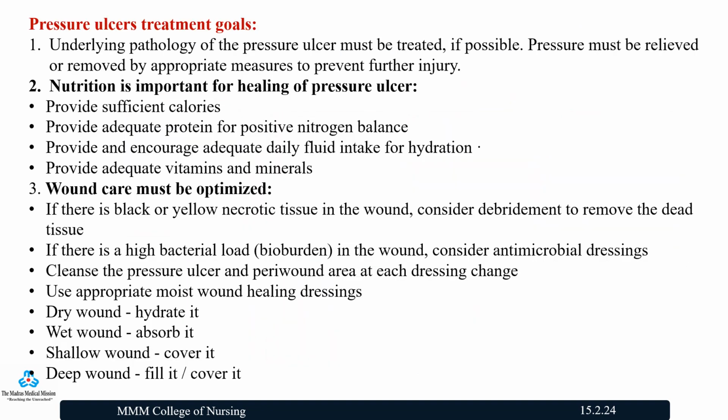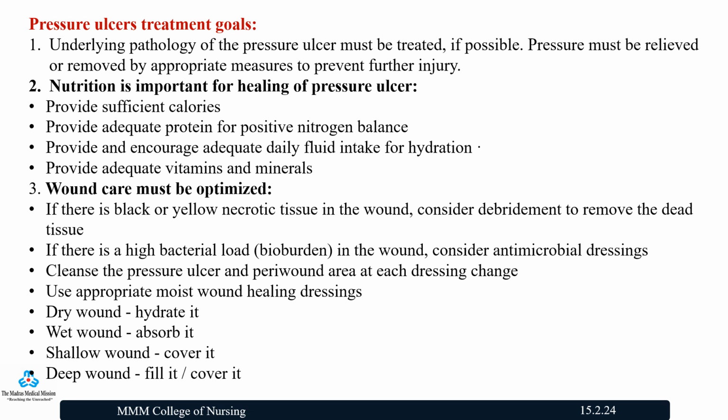So what are the pressure ulcer treatment goals? So the goals of treating a pressure ulcer include, the first one, we should know the underlying pathology of the pressure ulcer, and the pressure must be relieved or removed by appropriate measures to prevent further injury. So the first and important goal is that we should know the reason for this pressure injury and the pressure from that affected site should be relieved.